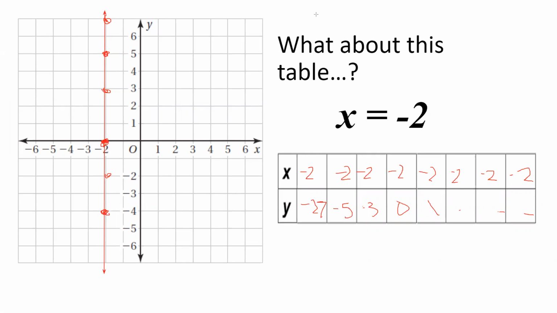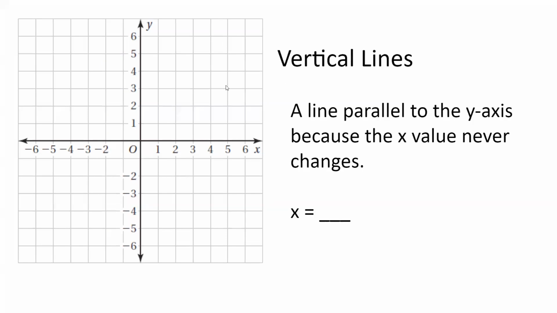Now let's think about that from the y side. Vertical lines are parallel to the y-axis because x's value never changes. So if we're looking at this again, that x value never changes, so it's always going to be parallel to our y-axis. So x equals -2 in this case.